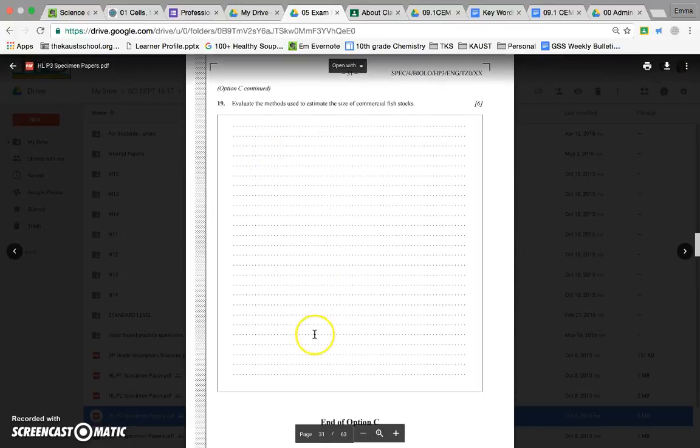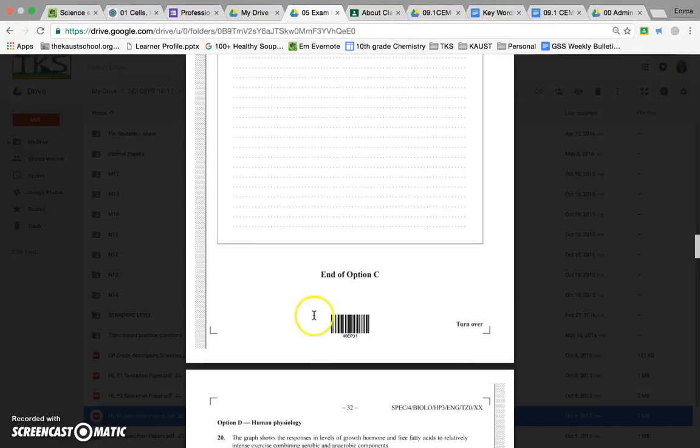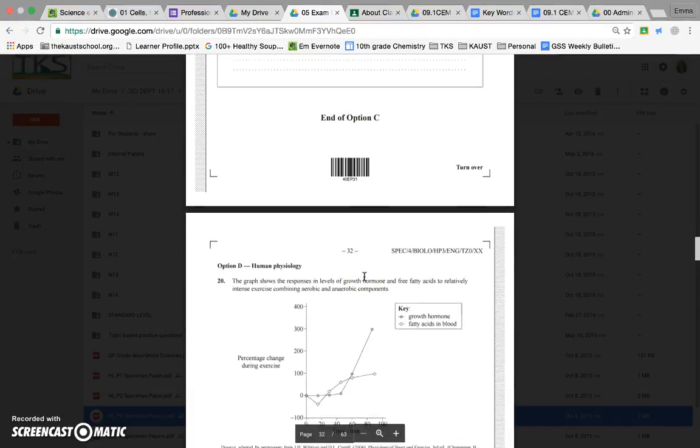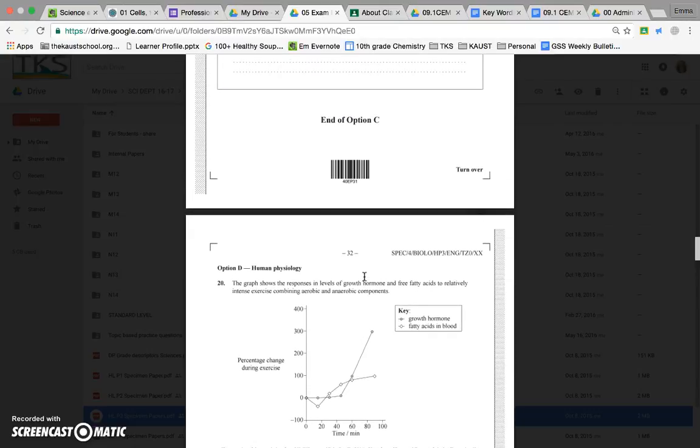And some longer essay style questions. And that's the end of your option. So the other bits you will just leave blank, which might feel a bit weird, but that's the way that you need to do it.